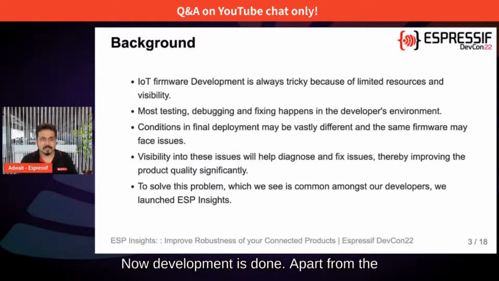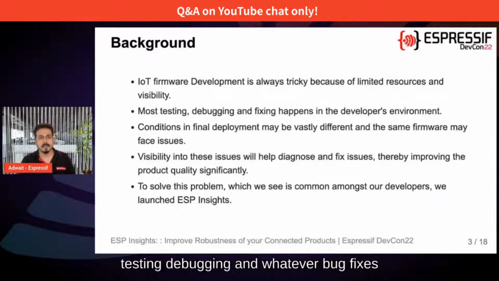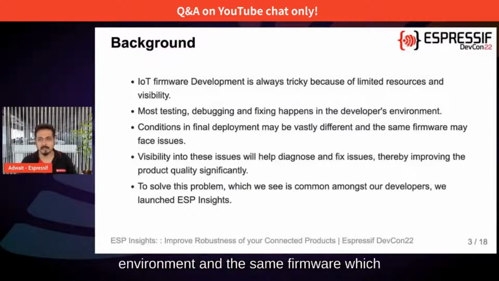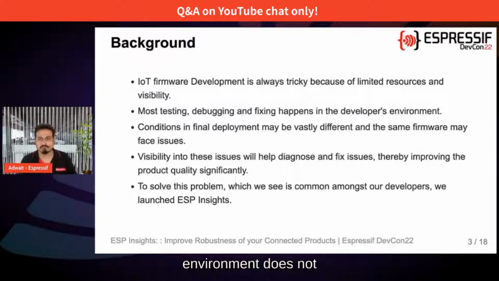Now, development, testing, debugging, and whatever bug fixes you eventually figure out are done in the developer environment. But the conditions in the final deployment may be vastly different from the developer environment. And the same firmware which executes perfectly fine in the developer environment does not work that well. Visibility into these issues will help diagnose and fix them, thereby improving the product quality significantly.